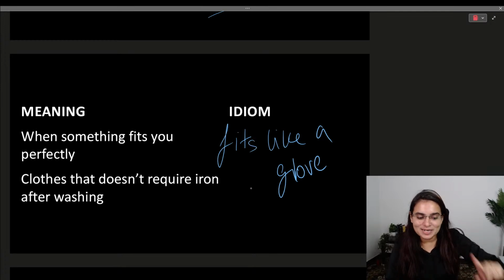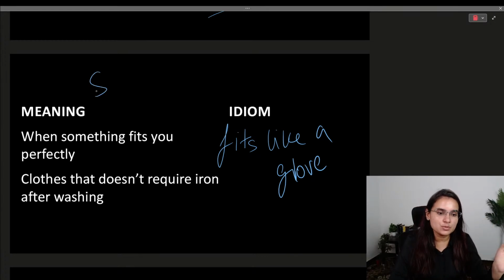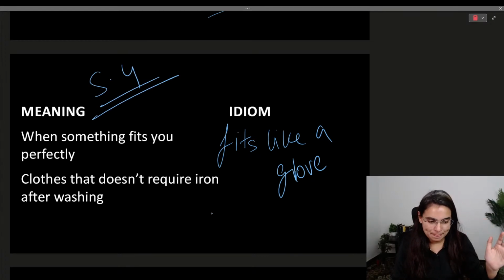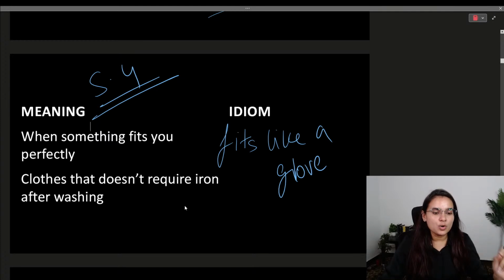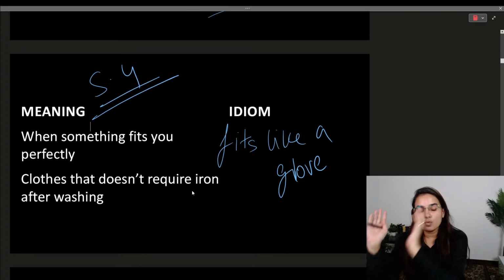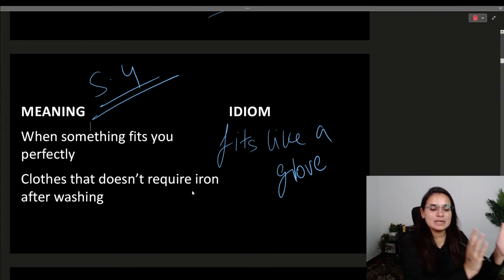Alright, this is a revision class. I'm repeating myself. If you want to understand these idioms with careful attention, at slow speed, you can refer to the previous session. This was discussed in session 4. Okay? Next, clothes that don't require iron after washing. This is a new word. Clothes that do not require iron after washing. You wash them and you can immediately wear them.